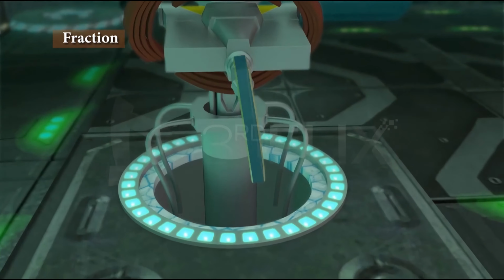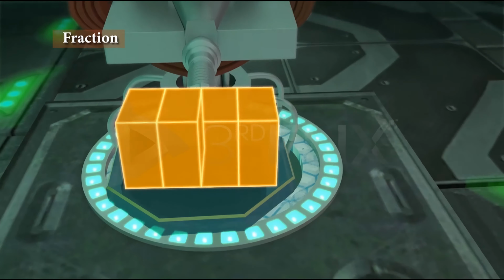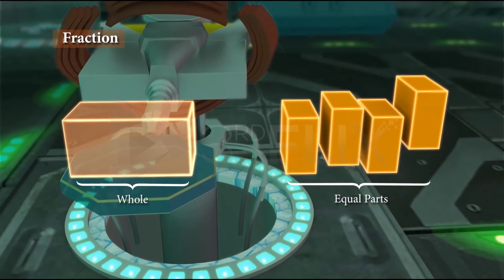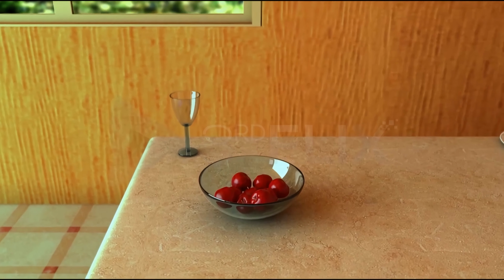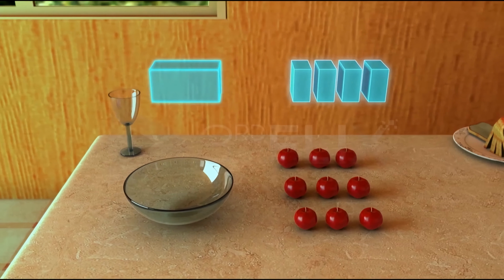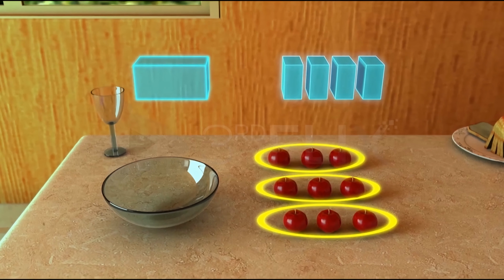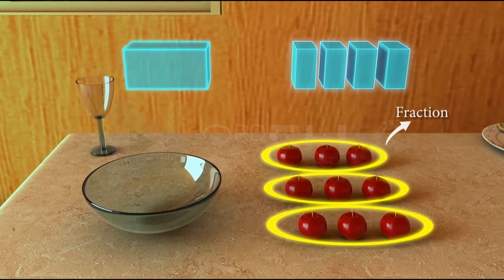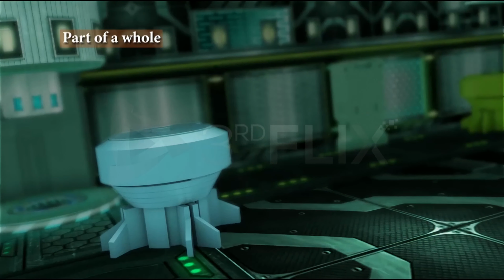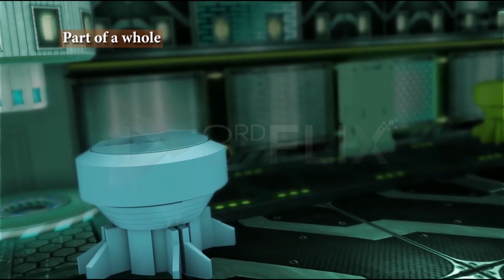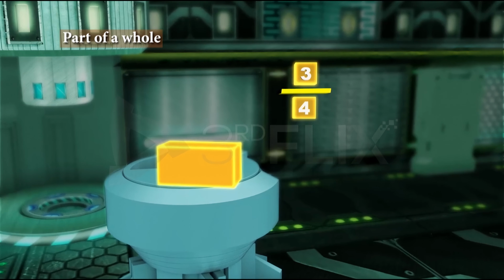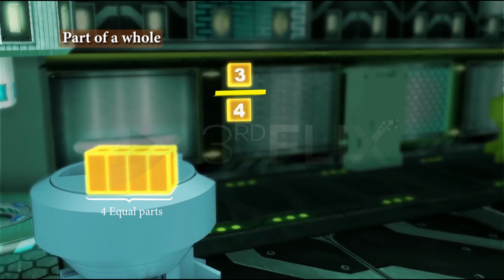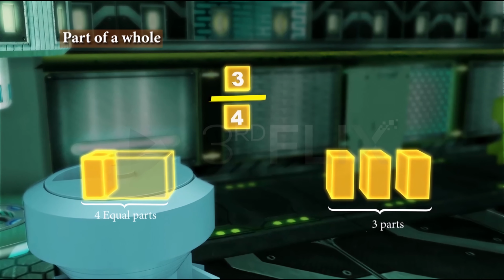A fraction represents a part of a whole or more, generally any number of equal parts. When an object or a group of objects is divided into equal parts, then each individual part is a fraction. Part of a whole. A fraction such as 3 by 4 represents a whole, which has been partitioned into 4 equal parts, and 3 of those parts are being considered.